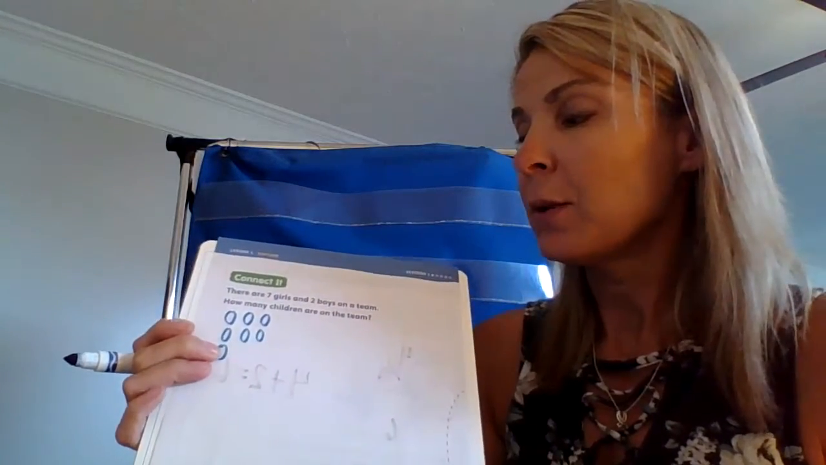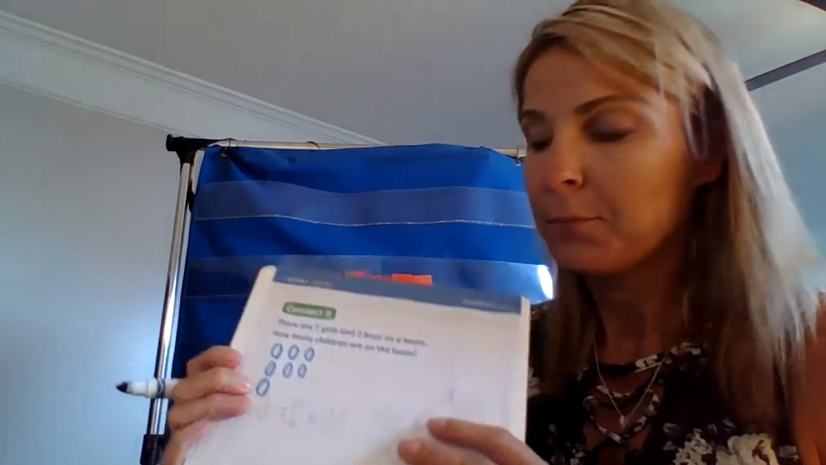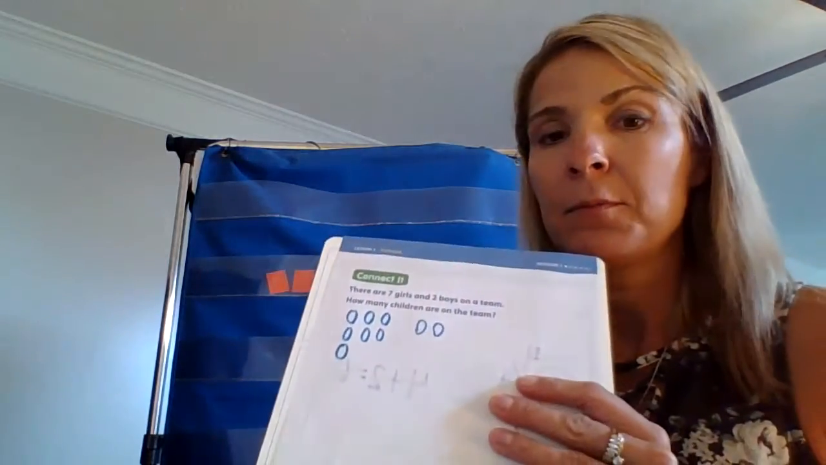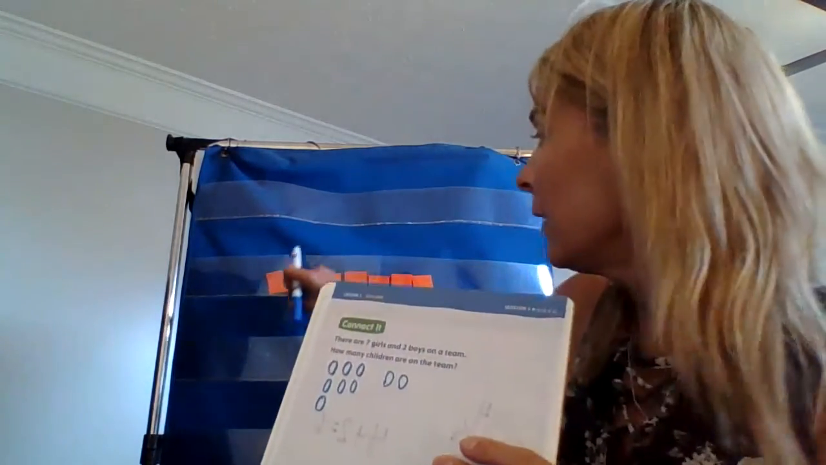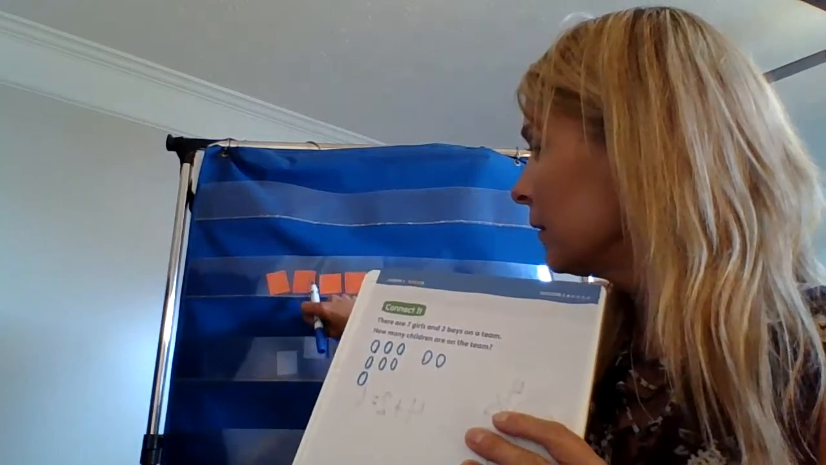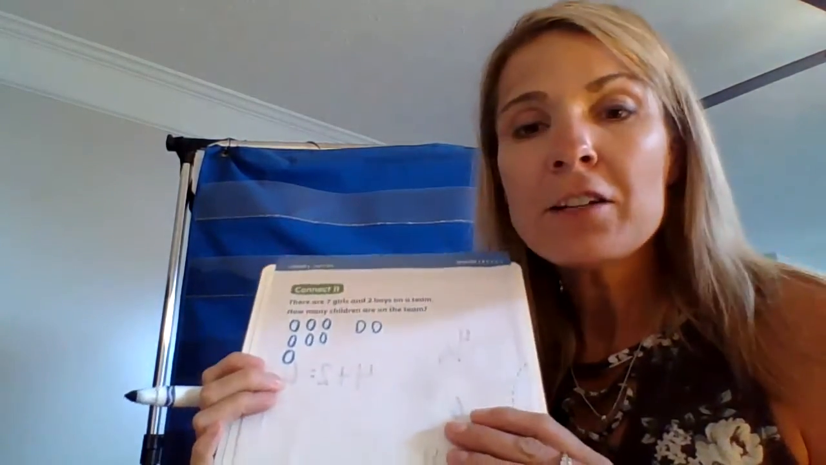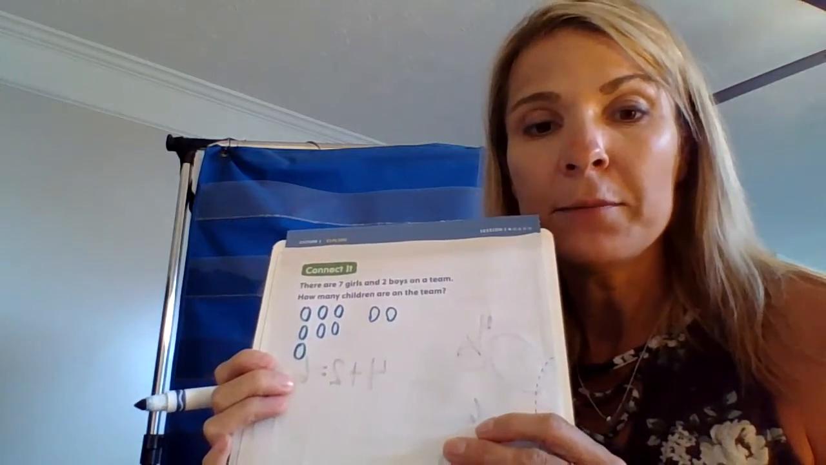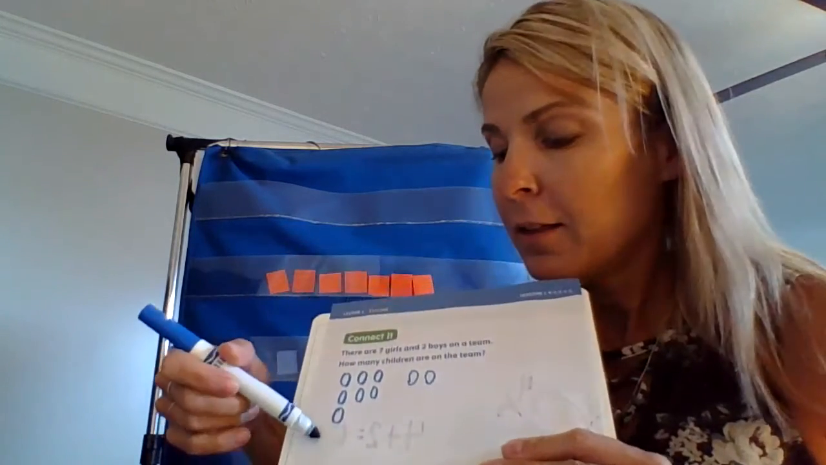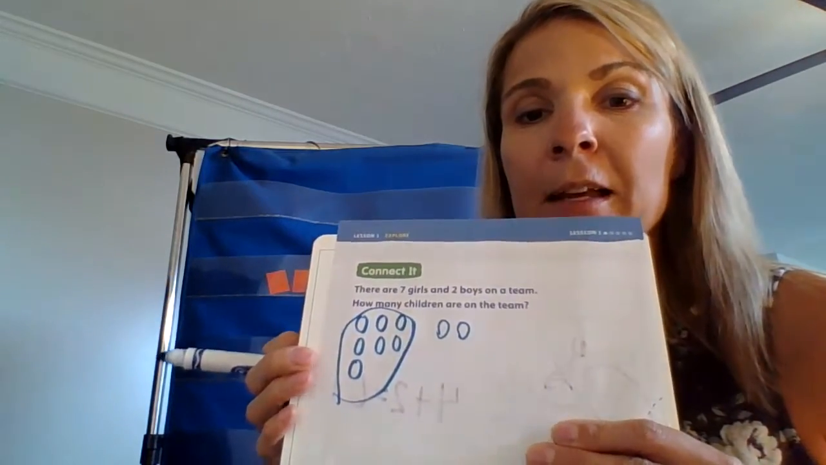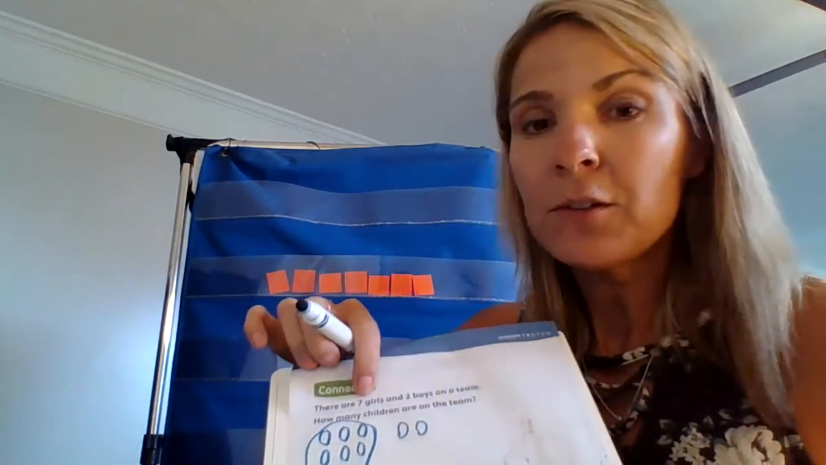Then we're going to draw 2 more because we have 2 boys. 1, 2. And I'm going to add 1, 2. So I have 7 girls and 2 boys. So the strategy that we've been learning is counting on. So we're going to take this number. Do you remember what that number is? That number was 7. 7 girls.